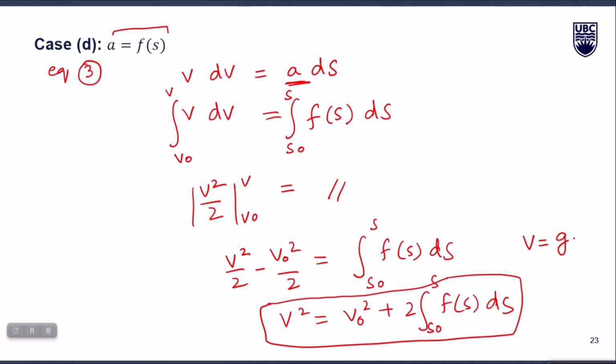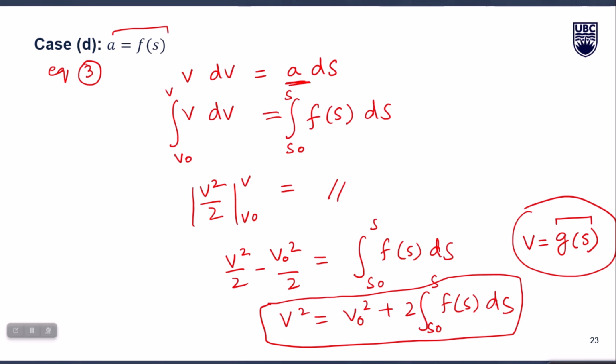So let's call that function which you will be solving using this integral some g of s to differentiate it from f of s, right? So velocity in terms of s can be determined using this equation, but our solution won't be complete unless we get distance or displacement versus time relationship.